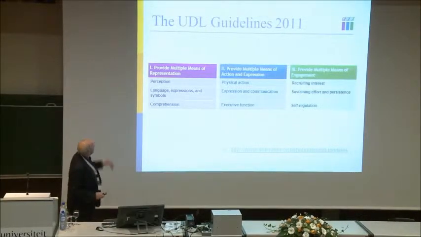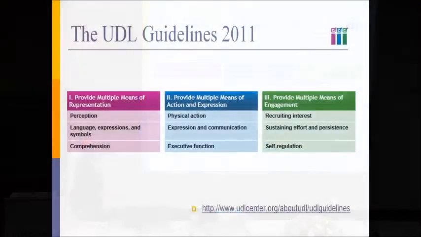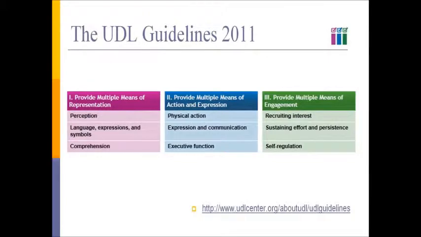So under multiple means of representation, the first level of the guidelines is all about accessibility. So if you go across, making sure that people can actually perceive the information that you want them to perceive, that they can act on it or interact with it in some way, and that they're involved.